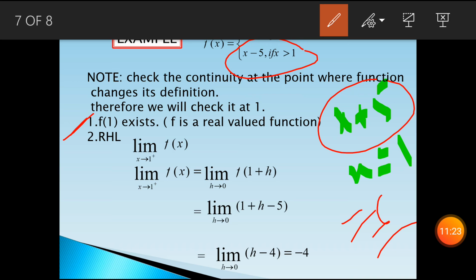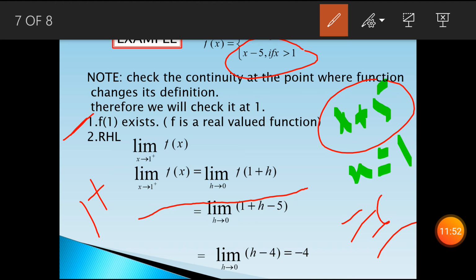So for the right hand limit, limit x tending to 1 plus. I told you that for the right hand we write plus, and we are checking the limit around 1. So now the second step, we write it this way: limit h tending to 0 of f(1 plus h). That you have already studied in 11th standard. I hope you know it very well. If you don't know, you can share it with me.